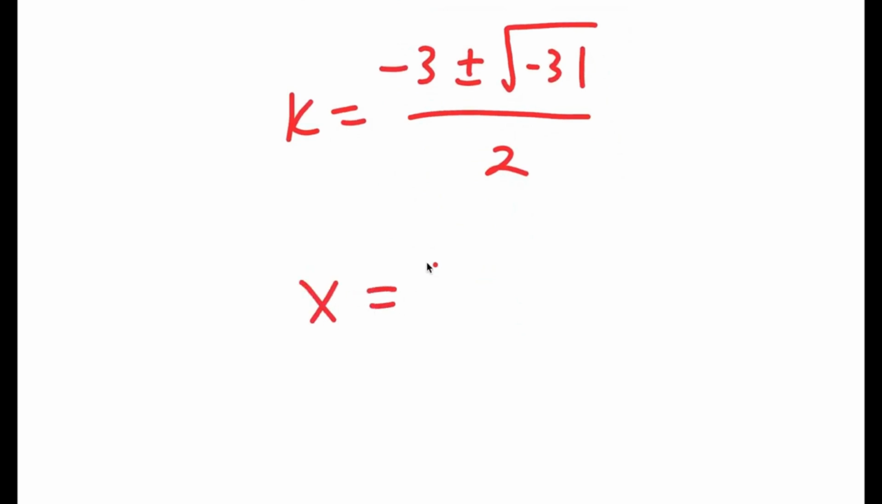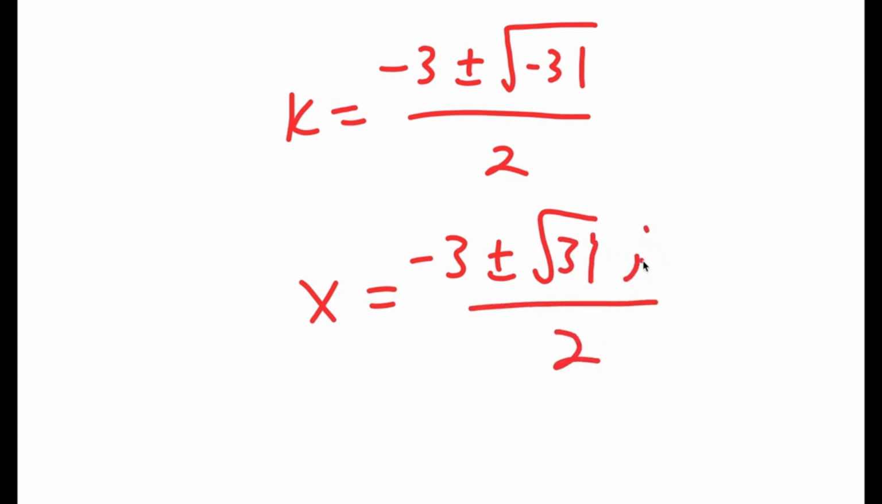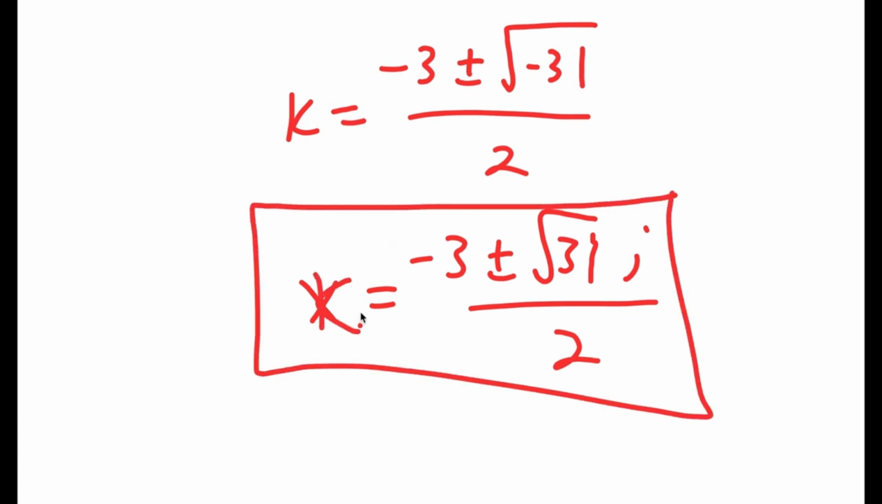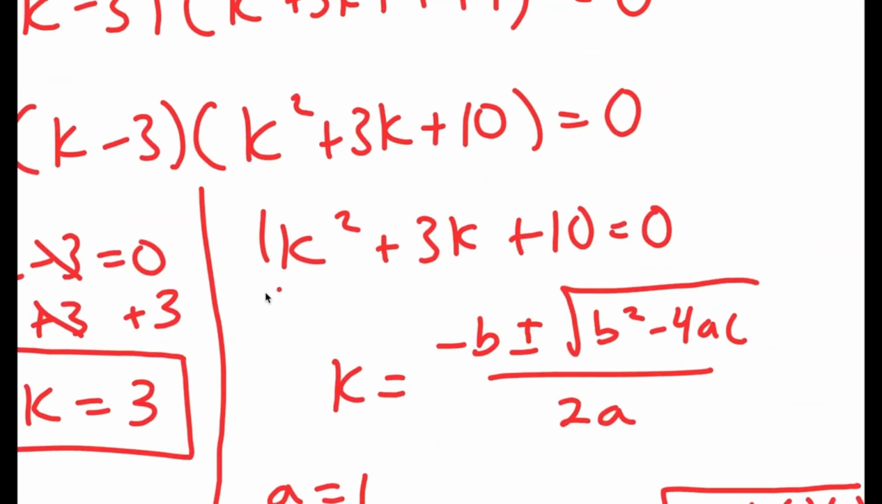And I can rewrite this as negative 3 plus or minus the square root of 31i over 2, because i is equal to the square root of negative 1. So this is two more solutions of k. So these are my three solutions.